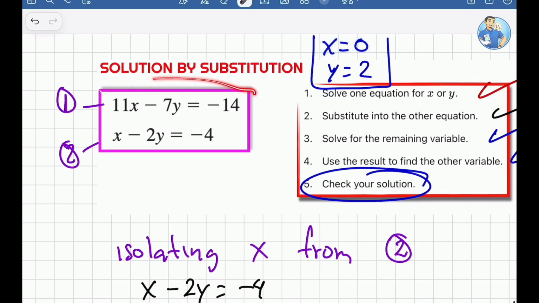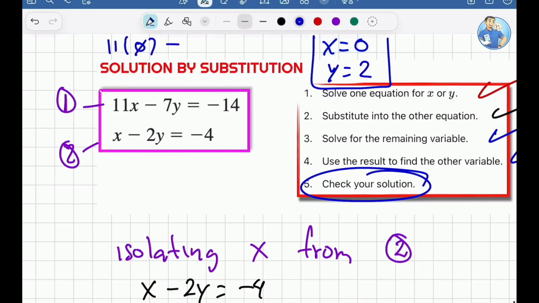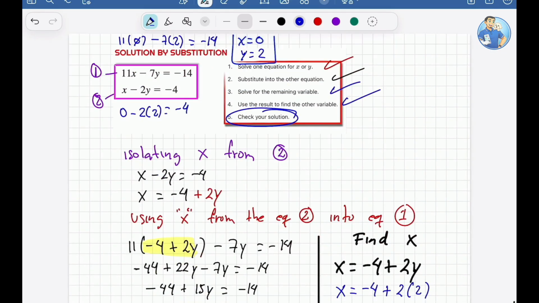For example, using the first one, it is 11 times 0 minus 7 times 2. This has to be minus 14. And yes, this is minus 14. If we use the second equation, this is x minus 2 times 2, which is 0 minus 4. It has to be minus 4. And yes, this is minus 4. So this is the substitution method.